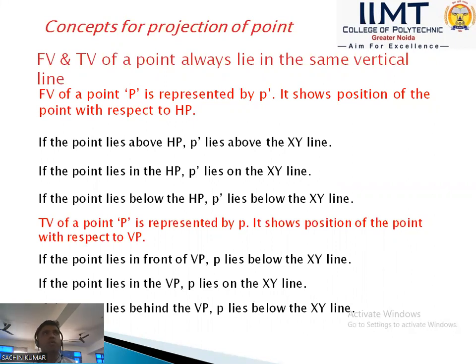If any point lies above the HP, we draw the front view above the XY line. If any point lies below the HP, we draw the front view below the XY line. If any point lies in the horizontal plane, then it goes on the XY line. This is the simplest conclusion from the previous slide about the front view and top view.